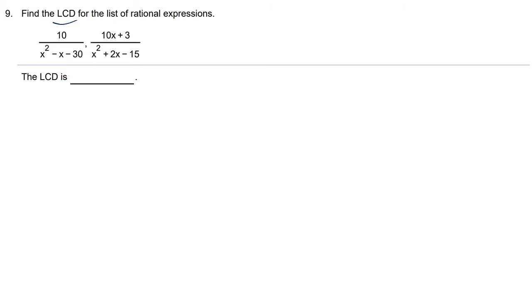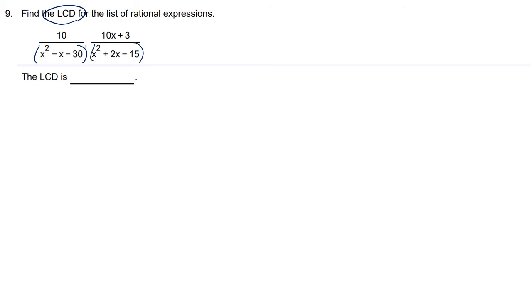Number 9 says find the LCD. Okay, so I actually don't have a common denominator. These are different on the bottom. It also does not ask me to simplify or combine them. It just says what would the LCD be. So when we don't have a common denominator, what we need to do, before we combine them, is factor each of our denominators and figure out what factors are already included in both and which factors are needed to make them match.